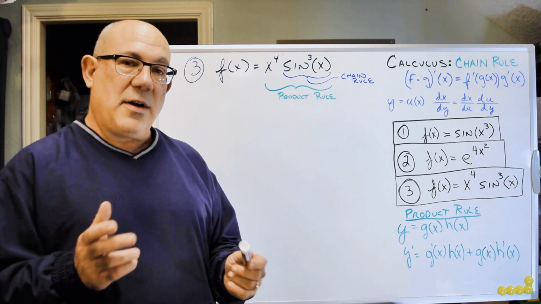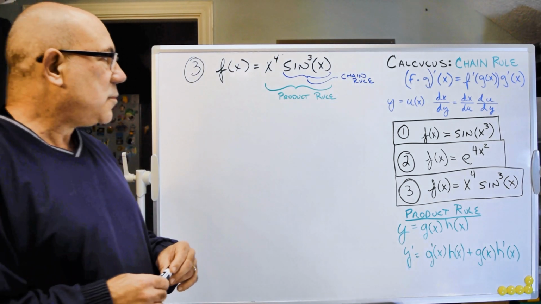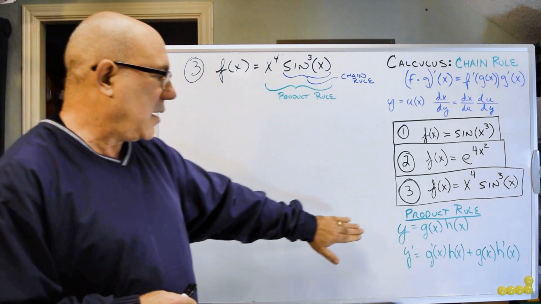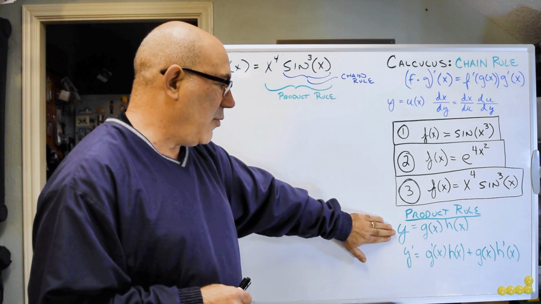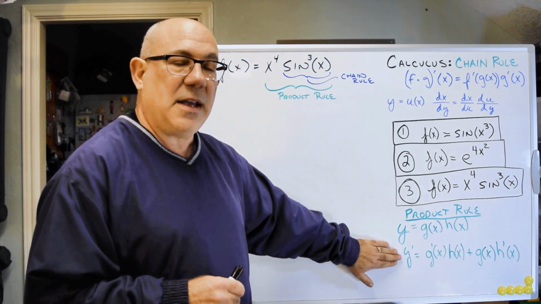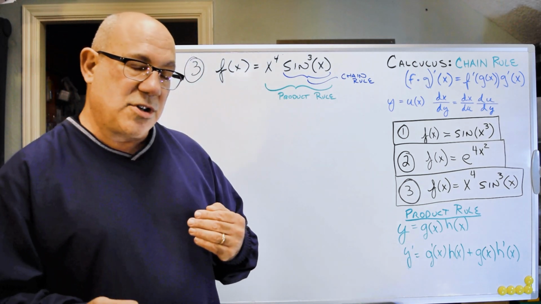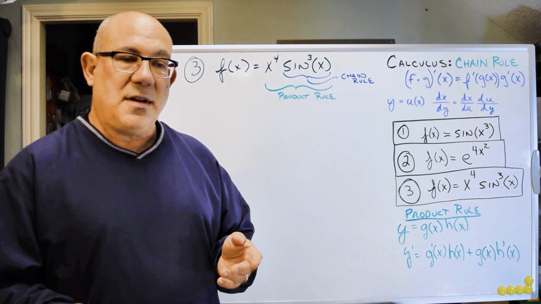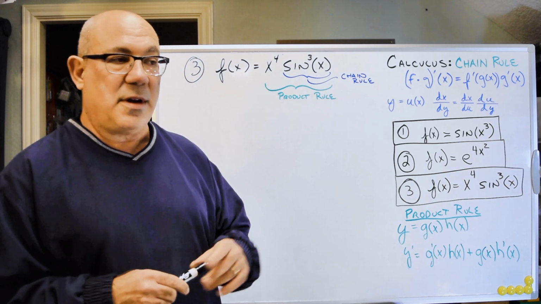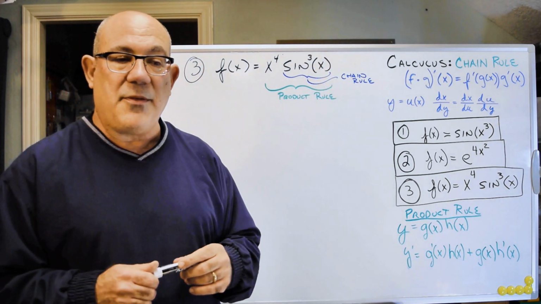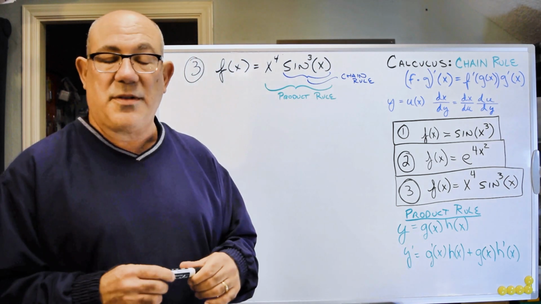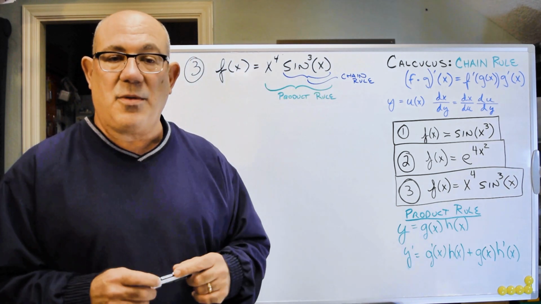So without further ado, let's solve this problem. We're going to deploy the product rule, and then we're going to deploy the chain rule. The product rule says that when you have a function y which is the product of two functions, then the derivative of the function is going to equal the derivative of the first function times the second function plus the first function times the derivative of the second function. We did a video on this product rule, and you can see the link up here. If you click on that, you can get further explanation of the product rule and see some examples of it.